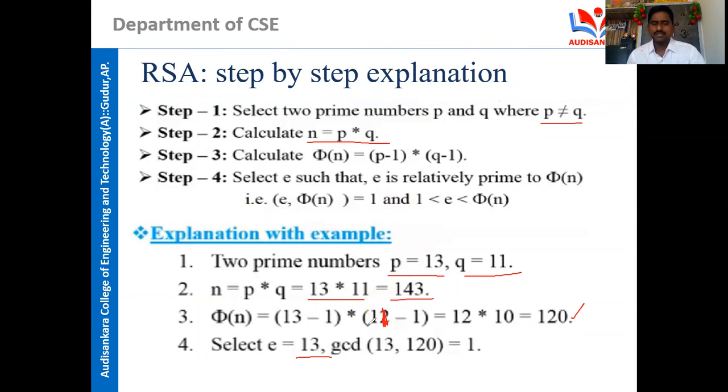After selecting that E value, we are finding the GCD of these two, 13 comma 120. 13 is what? E comma phi of n. E means 13, phi of n is 120. Just now we calculated in step 3. So if you perform GCD of 13 comma 120, what we will get? We will get 1. So these are the 4 steps.